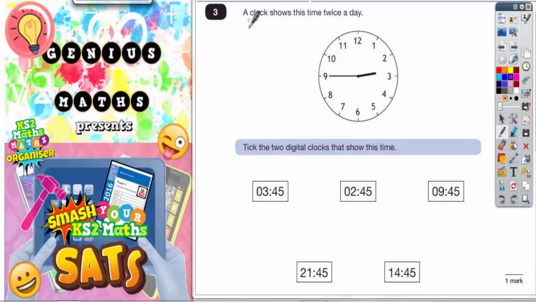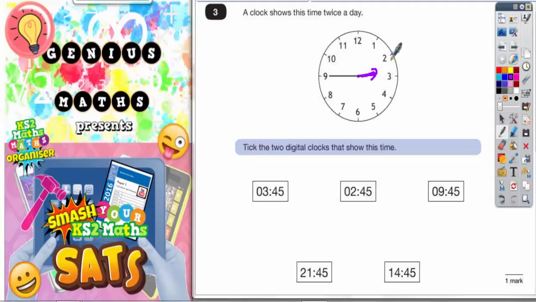Question 3. A clock shows this time twice a day. Tick the two digital clocks that show this time. Now the first thing we're going to be able to do is work out what this actual time is showing. Now you can tell that this is the hour hand, and this is actually pointing between 2 and 3.